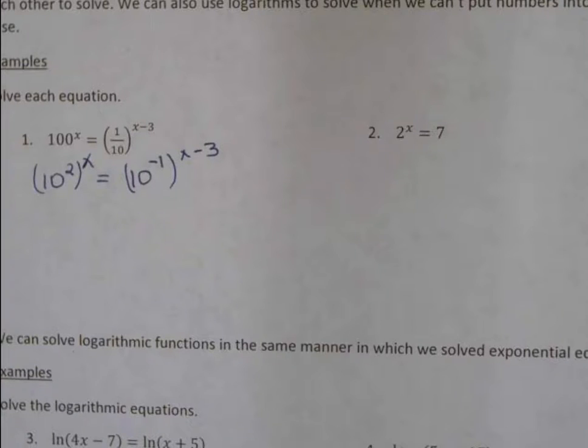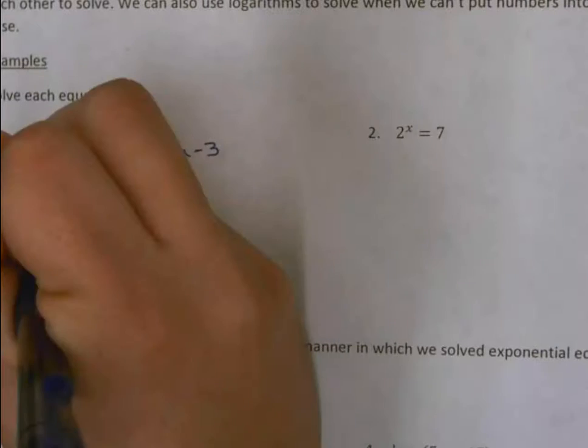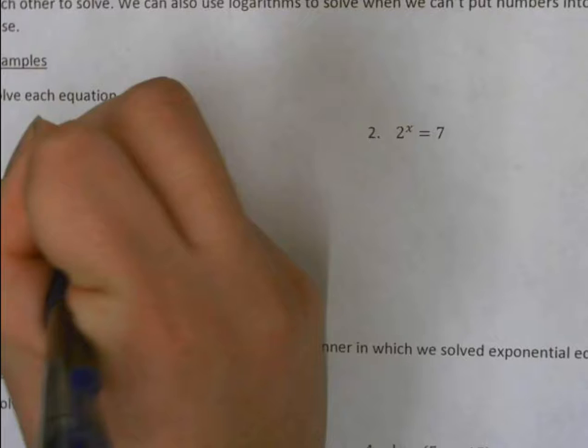So you flip the fraction and change it to a negative exponent. So then I want to multiply my exponents.